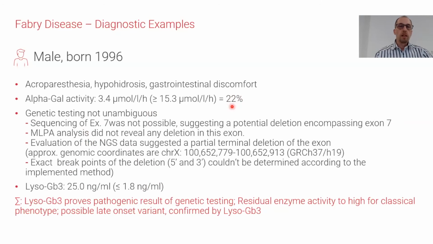So we had a diminished alpha-gal activity, not a value for a classical phenotype, but a diminished enzyme activity, and we had a completely unclear genetic result. And here, lyso-Gb3 increased to 25 nanogram per milliliter proved the pathogenic result of that genetic testing. And we could only say that the residual enzyme activity is too high for a classical phenotype, but possibly that's a late onset variant, which has been confirmed by the lyso-Gb3 measurement.